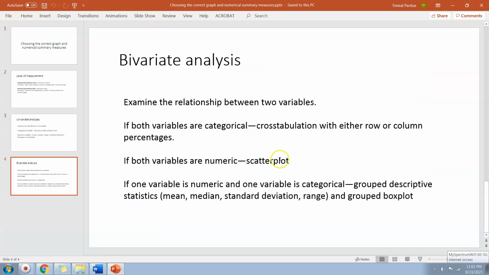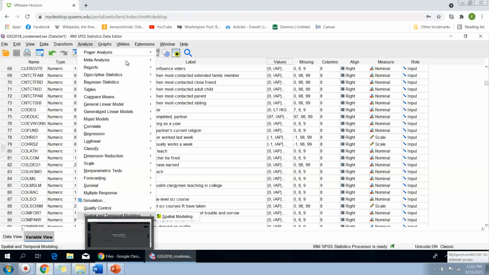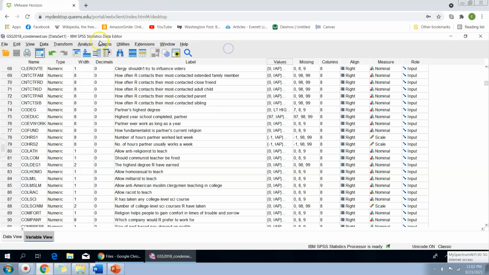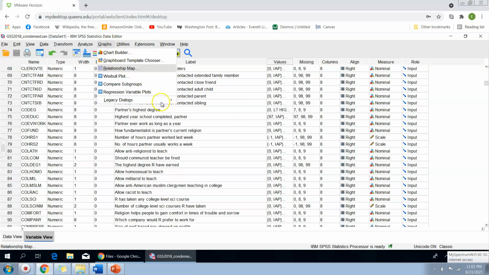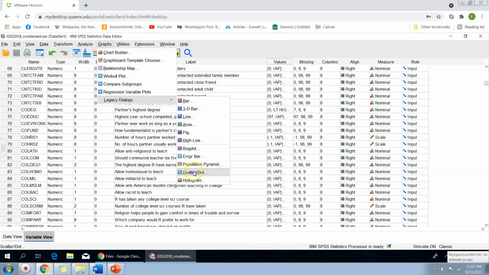If both variables are numeric, you're going to do a scatter plot. And just to remind you, that is under Graphs, Legacy Dialogs, Scatter/Dot. And then pick Simple Scatter.